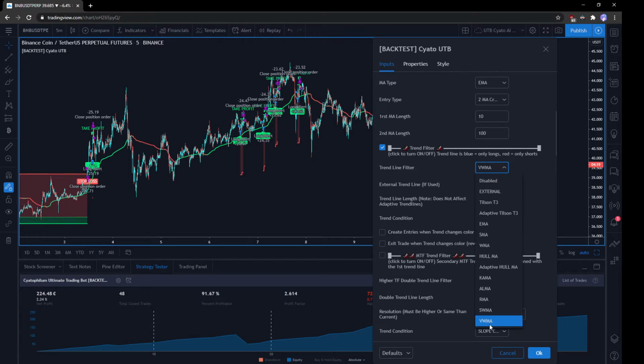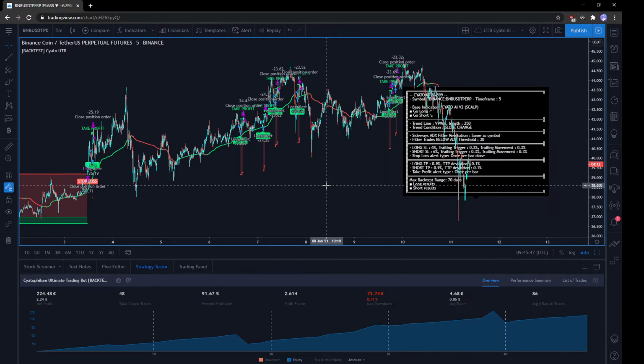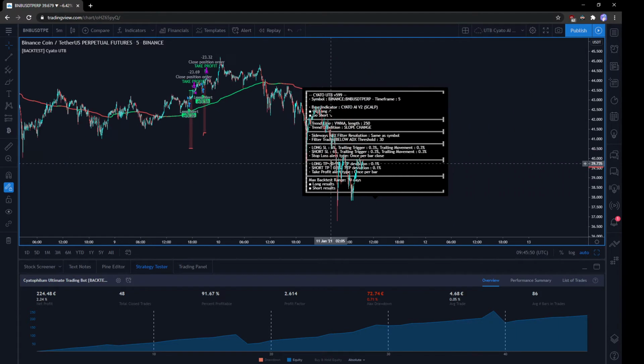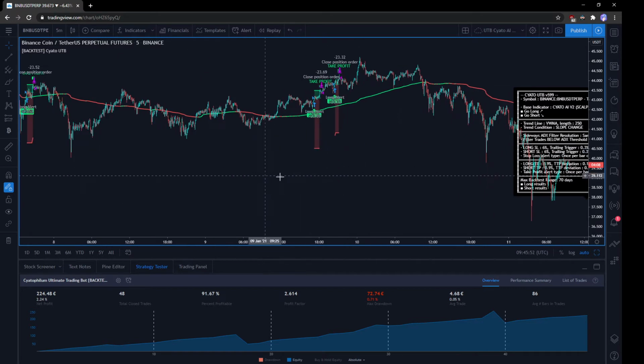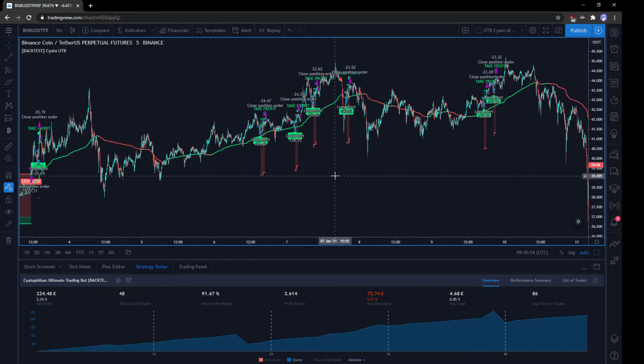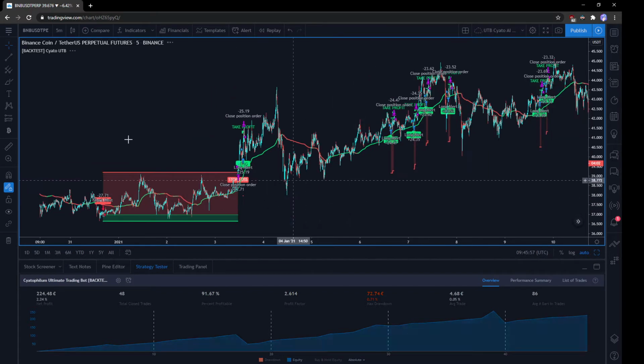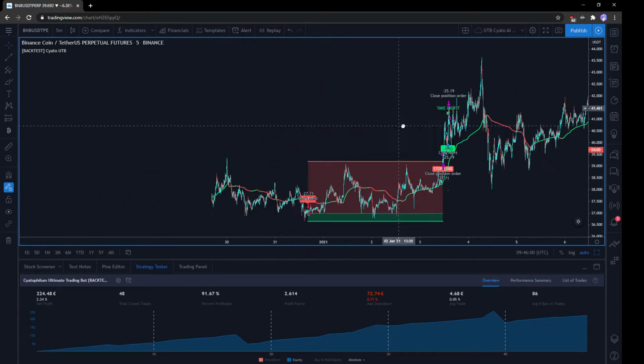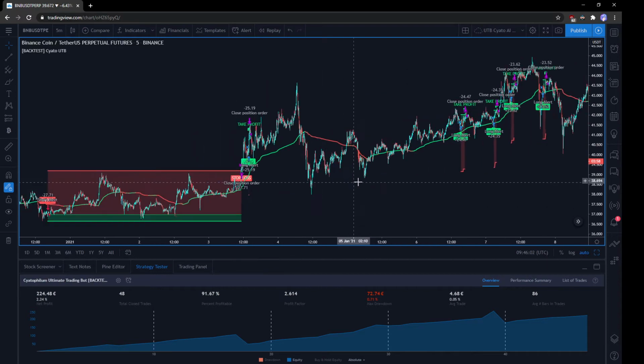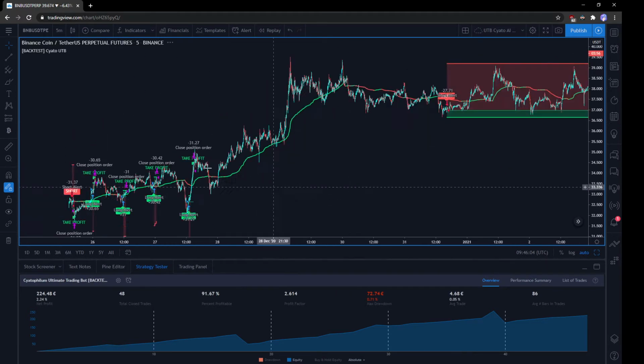So this trend line works well with a huge length, like 250. So yeah, this is a scalping strategy with a high win rate, but when you get a loss, you need several trades to recover, so be careful with leverage if you use it.